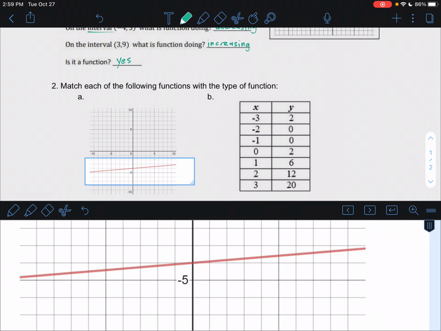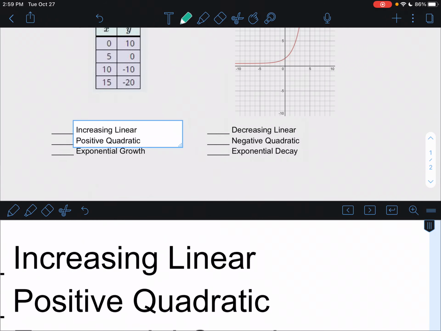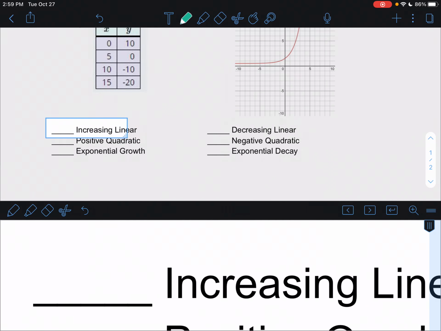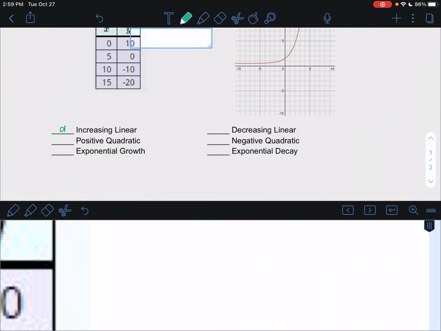And as it goes left to right, it is going up, which makes it a positive linear. Even though it's just a very slight up, it's still going up as it goes left to right. So that is positive linear, or increasing linear, my bad. So A is the increasing linear.